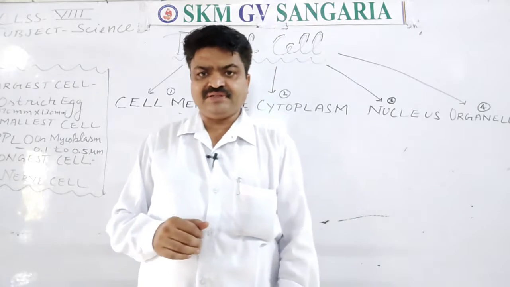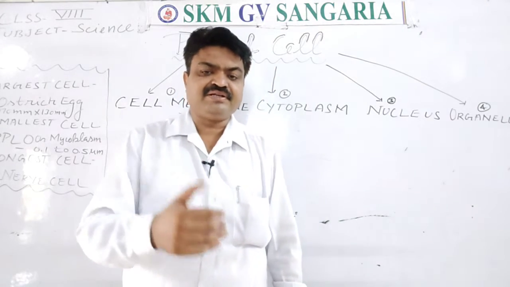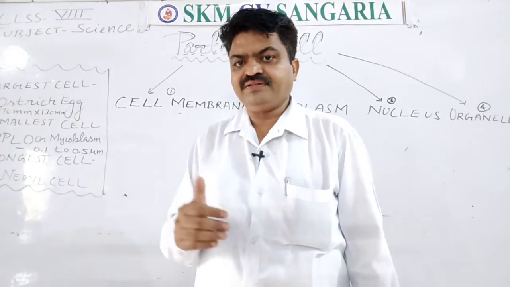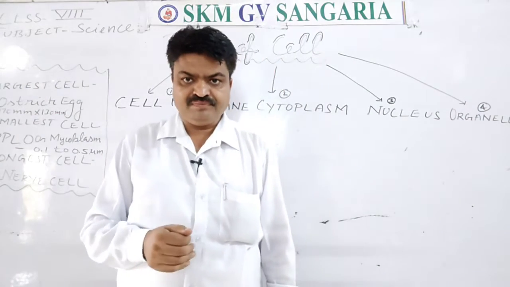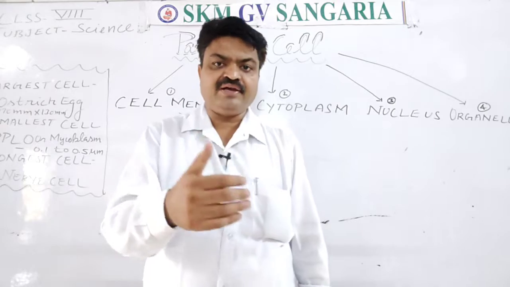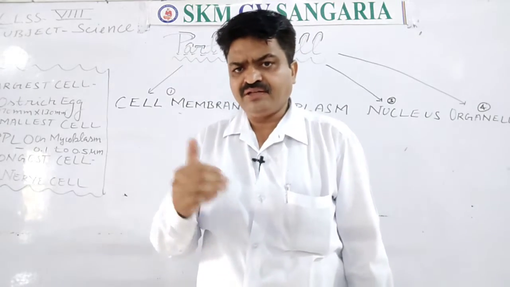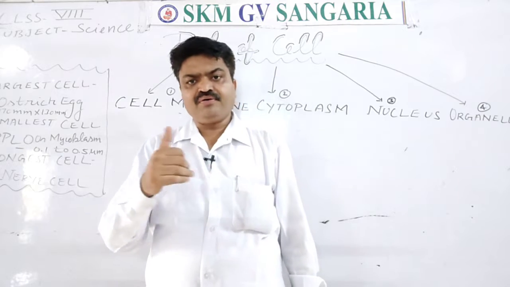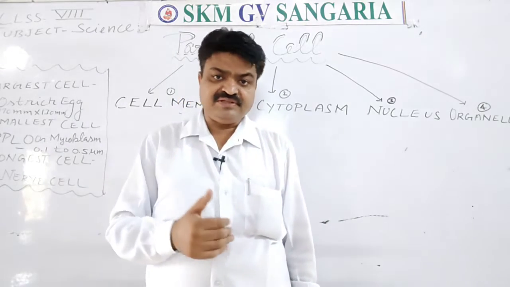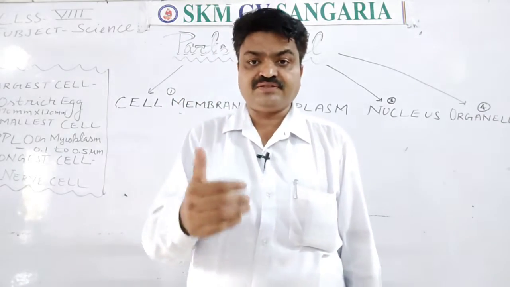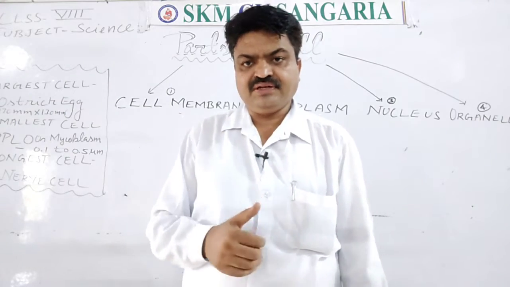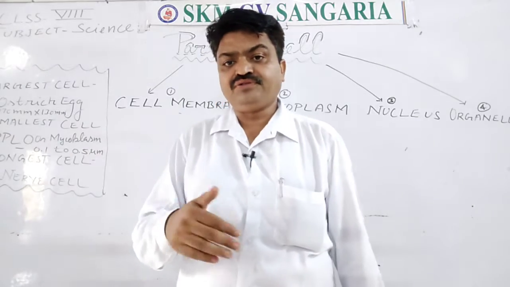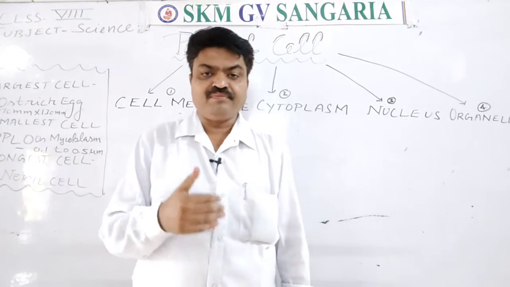And the smallest cell is considered the bacterial cell, students, and the name of that bacteria is PPLO, Pleuropneumonia-like organism, or we also call it mycoplasma. Mycoplasma or PPLO is considered the smallest cell, and its size is around 0.1 to 0.5 micrometer.